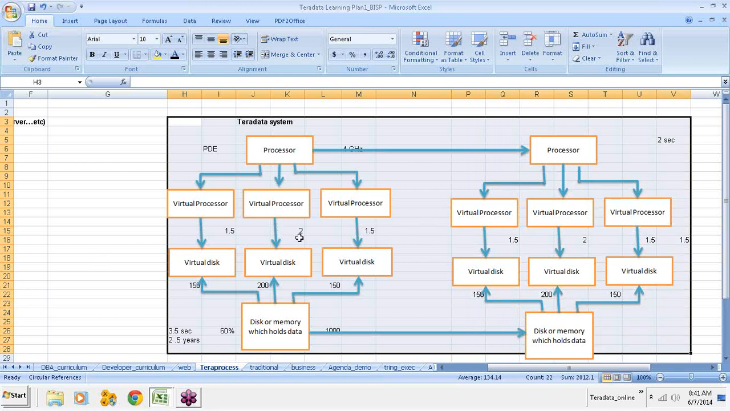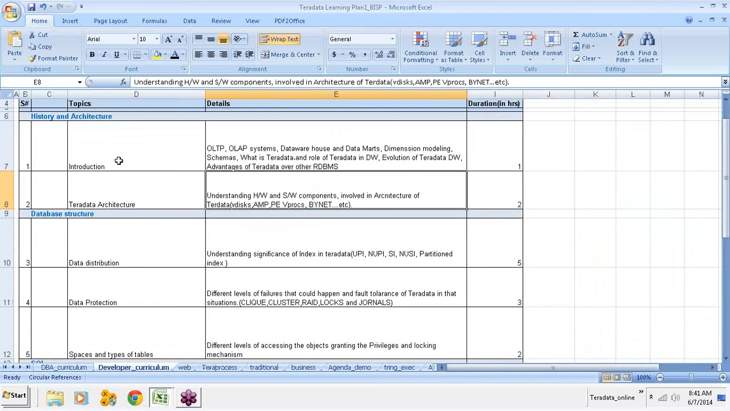Okay. So with these two characteristics, Teradata has come up in the industry, and all the data warehousing projects are getting moved to Teradata nowadays. So that's why we are here, to learn Teradata and to get good opportunities in the market. These are the topics we generally cover in our development and DBA tracks. I'll just give a walkthrough.